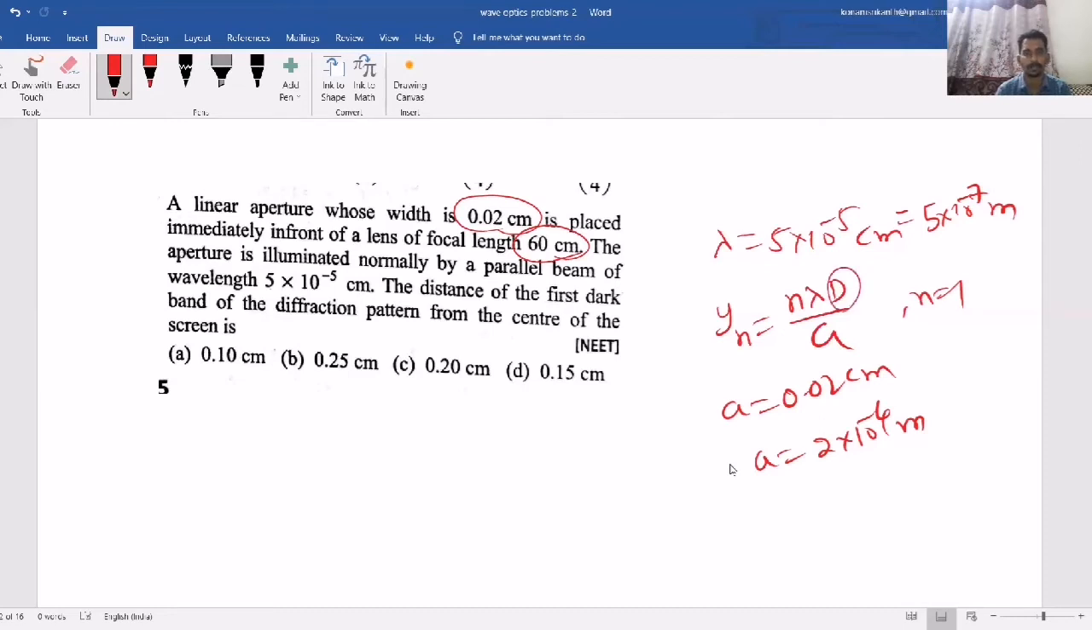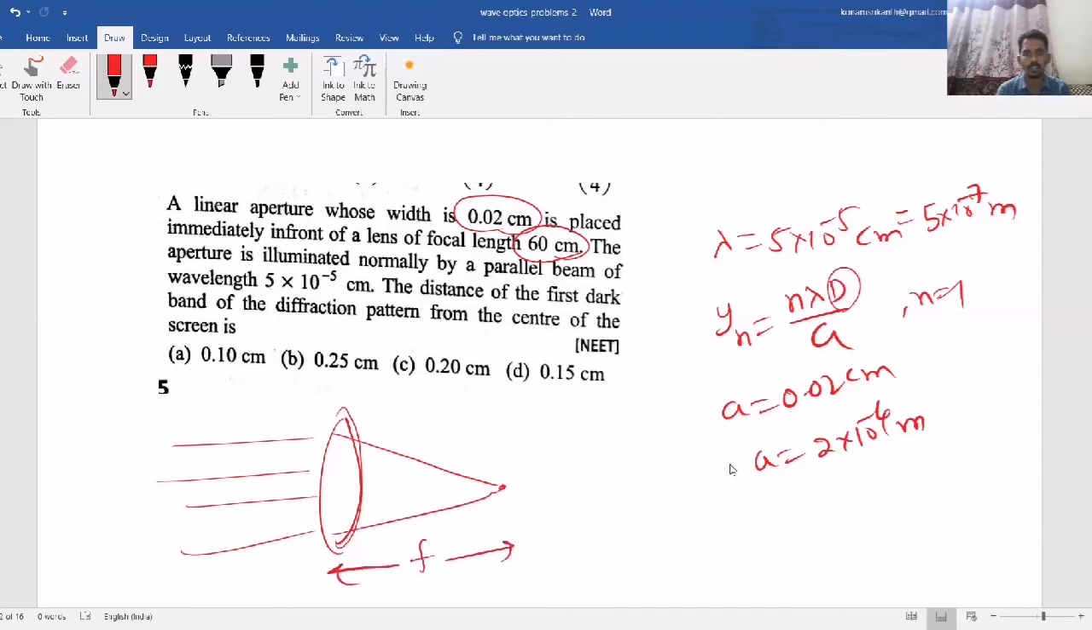What about capital D? Here they are telling they are using a convex lens. So what is the meaning of that? When a parallel beam falls on it, it will converge to a point called the focus. That means you have to arrange the screen at a distance equal to the focal length. That means capital D should be equal to f.